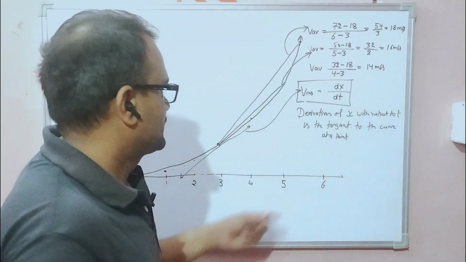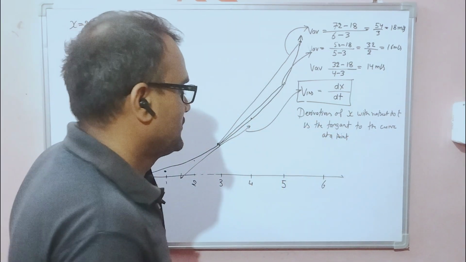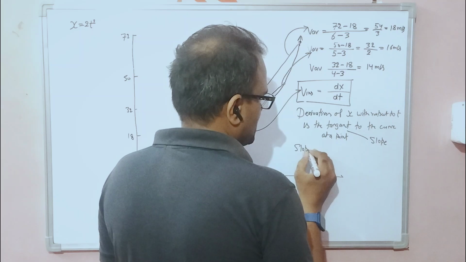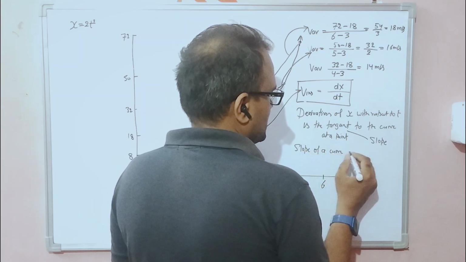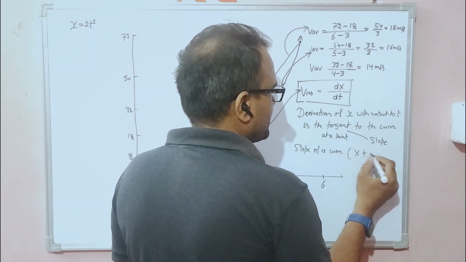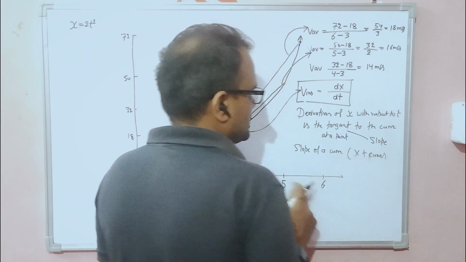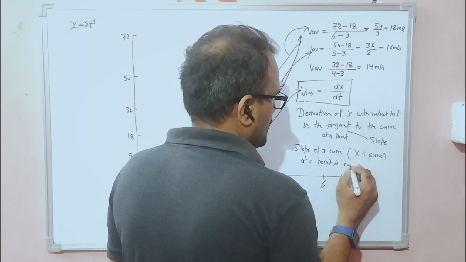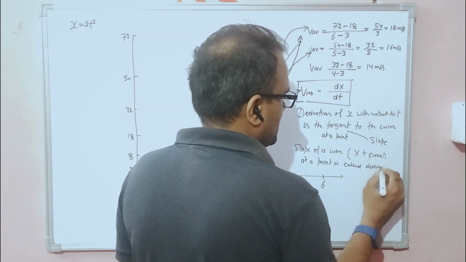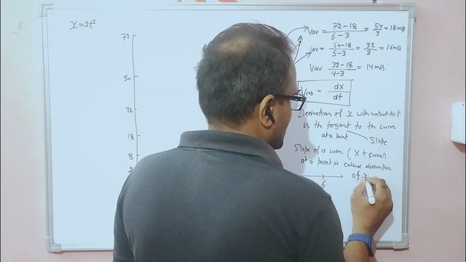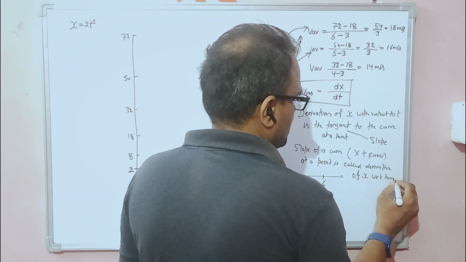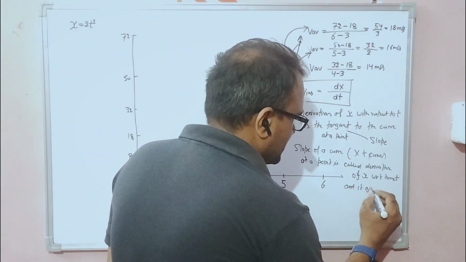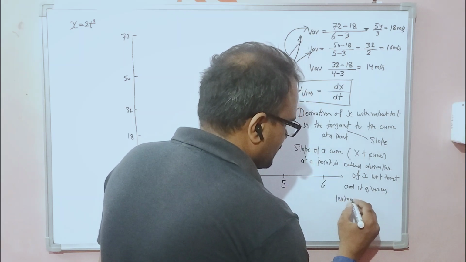Okay, now we also call this tangent a slope. So this is also called what? This is also called a slope. So we can write down here slope of a curve. Here I am taking the xt curve. So let's mention over here: slope of a curve at a point is called derivative of x with respect to time t, and it gives us instantaneous velocity.